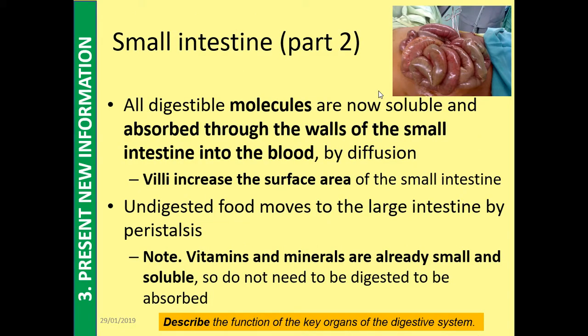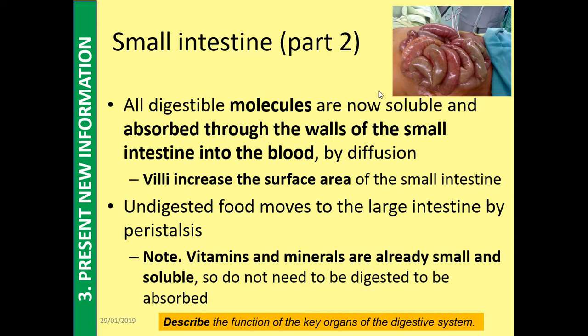Let's move on. So small intestine part 2, so we're still in the small intestine. All molecules that can be digested are now digested, okay? They're all soluble, small, and ready to be absorbed through the walls of the small intestine by the process of diffusion, okay? I think we've talked before in B1 about the villi in the small intestine. They increase the surface area of the small intestine. There's even microvilli, which increase the surface area even more. And this word absorb, think of it like a sponge. It's the small soluble molecules moving from the small intestine into the blood.